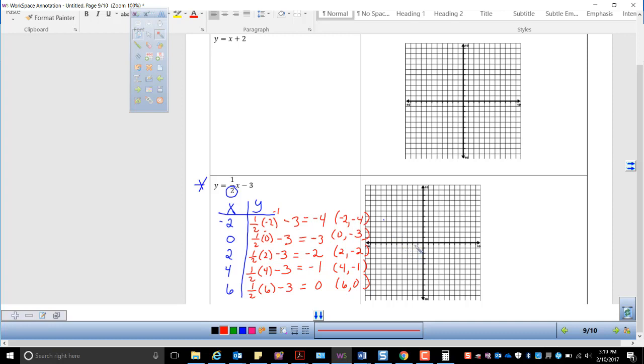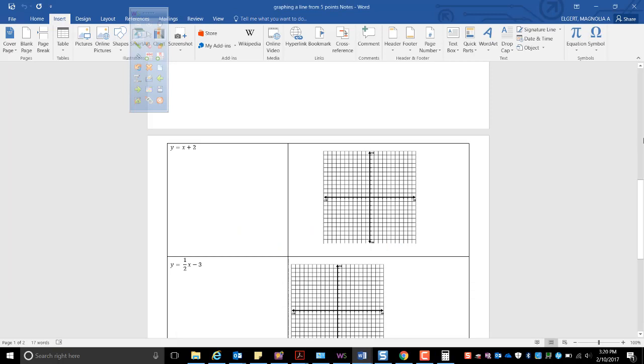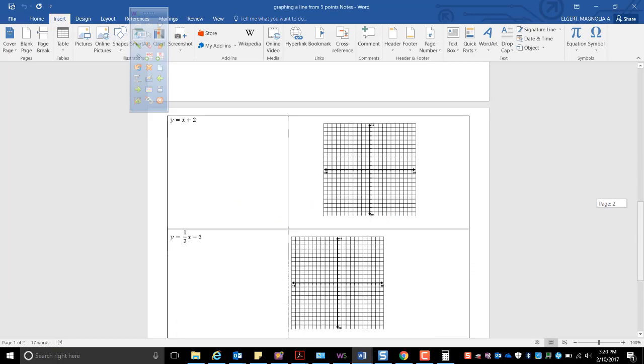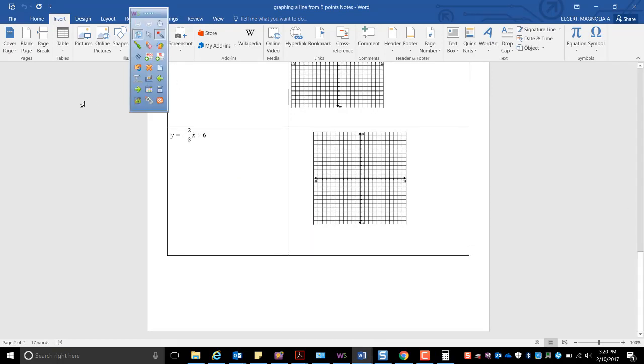So now you're going to graph them. So negative 2, negative 4; 0, negative 3; 2, negative 2; 4, negative 1; and 6, 0. And you're going to draw your line. Hopefully you can use a ruler on your lines, because my lines are not good. All right, so I think we got one more. And I think it's another fraction one because those are usually the hardest.